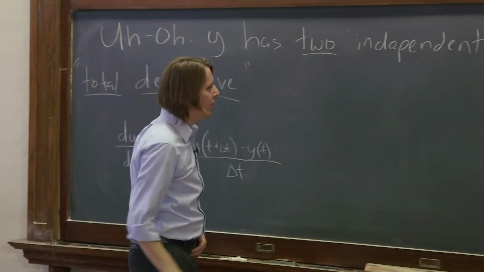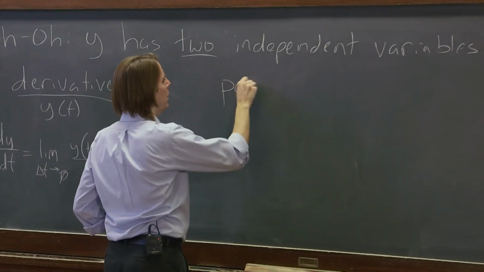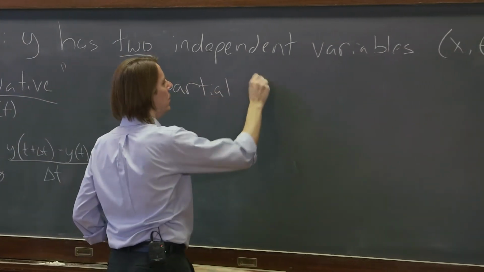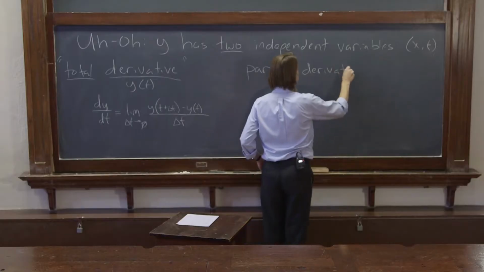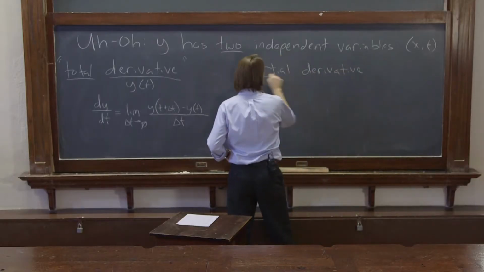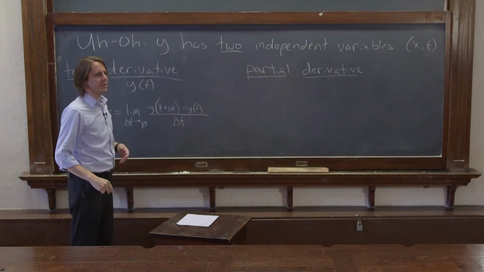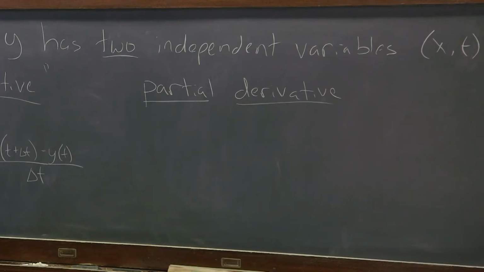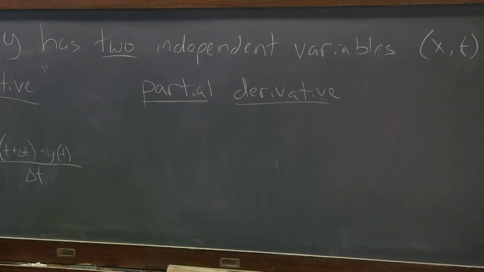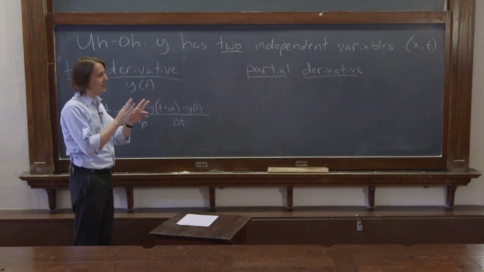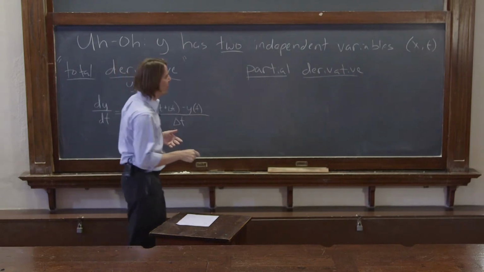All right, so now we're dealing with something called a partial derivative. It's called a partial derivative because we're going to calculate the change, but we can only do it for one variable at a time. Therefore, it's not the total change. Both independent variables might change, but what if we can only think about one at a time?